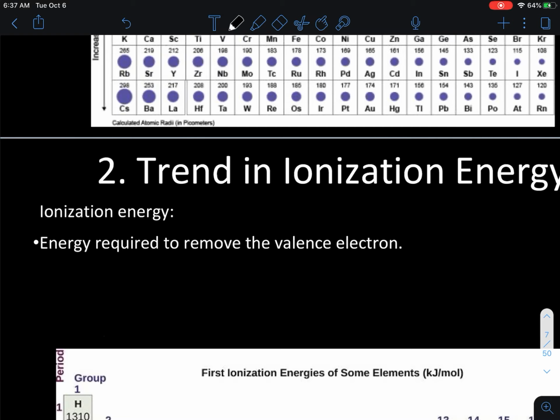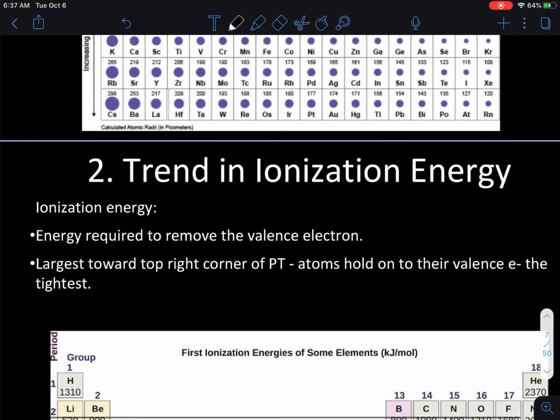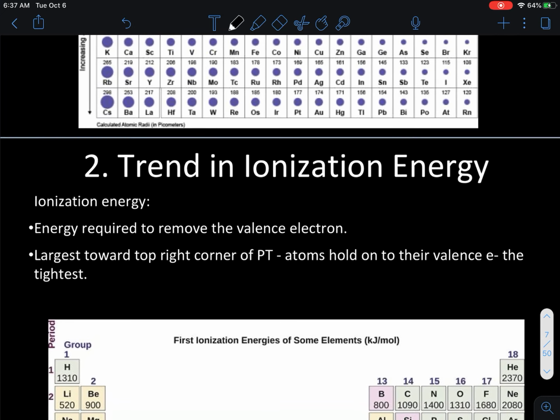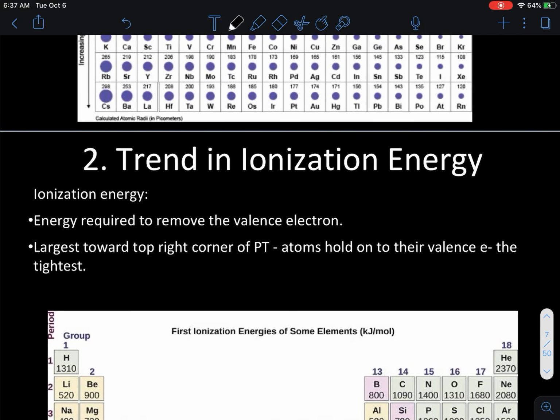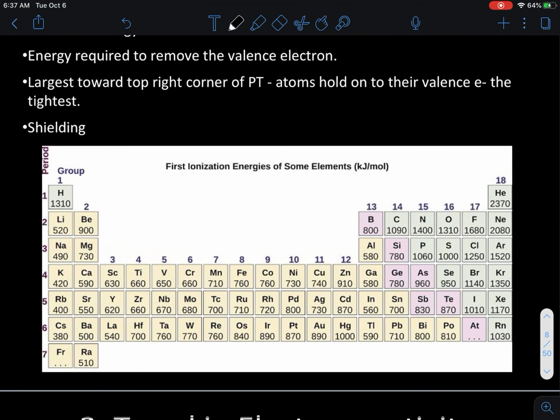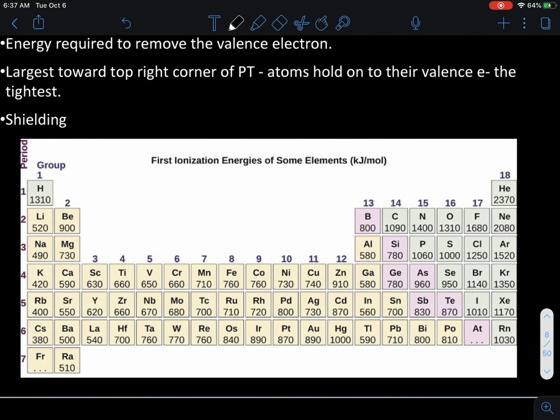And so how much energy is required? Let's see what the trend is here. The largest values are towards the top right corner, and that is because those atoms hold on to the valence electrons the tightest. And then another idea is shielding. You can think of shielding as electrons closer to the nucleus blocking other electrons and shielding them from the attraction of the nucleus.